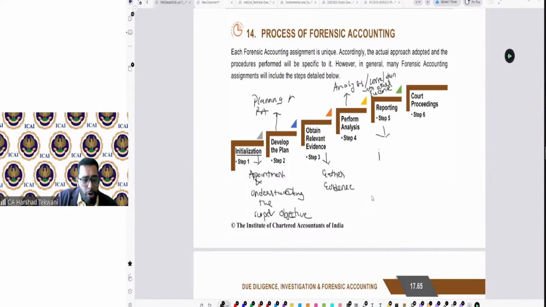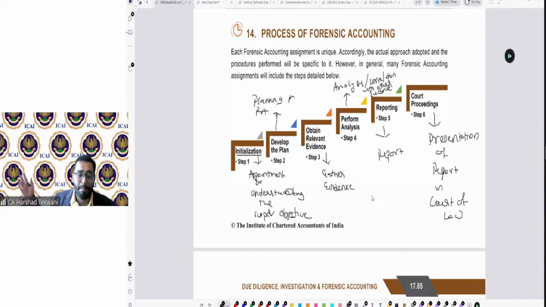You need to prepare a report, whatever you have found. And then the important part is the post proceedings: presentation of report in court of law. So whatever report you prepare, by default, it will reach the court. That is the understanding, or that is something assumed in every forensic accounting assignment, that the report will end up before the court of law.